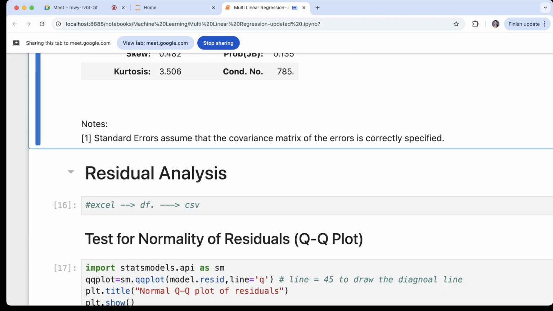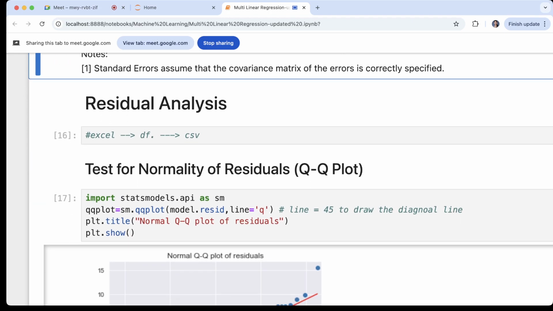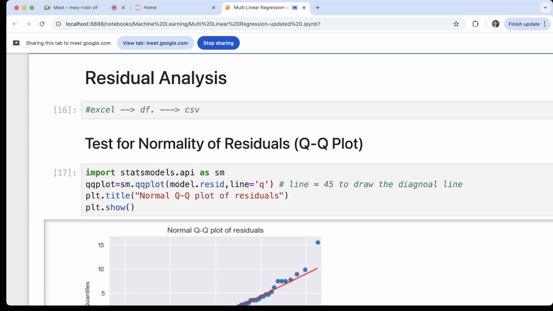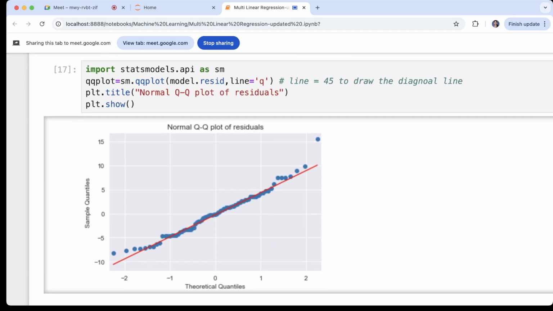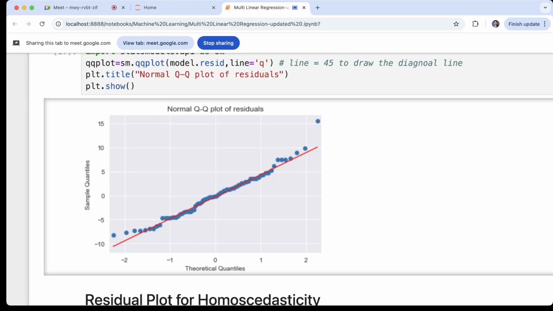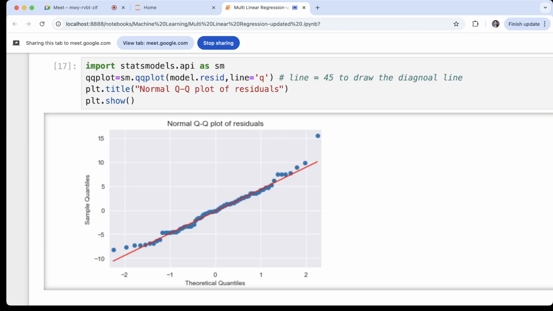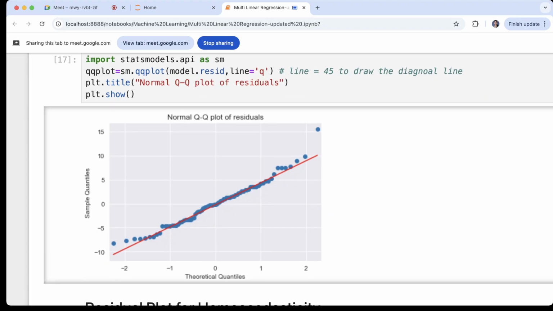Now we will do the second test. We will do the test for the normality of the residuals. That means your errors should come from the normal distribution. For that, we will plot the QQ plot. Okay, this is the QQ plot, quantile versus quantile plot. Read it once. If it is not clear, I will explain it in more detail in the next class.